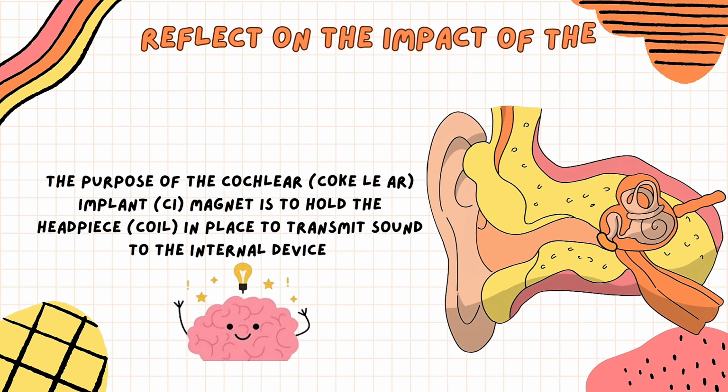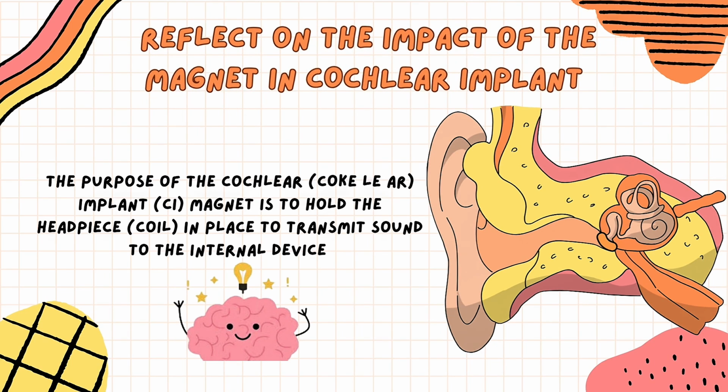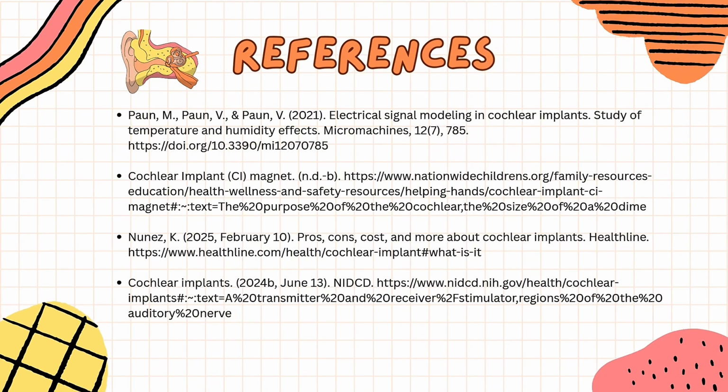Last one, let's see the reflection on the impact of the magnet in cochlear implant. The purpose of the cochlear implant magnet is to hold the headpiece coil in place to transmit sound to the internal device. This is our references.